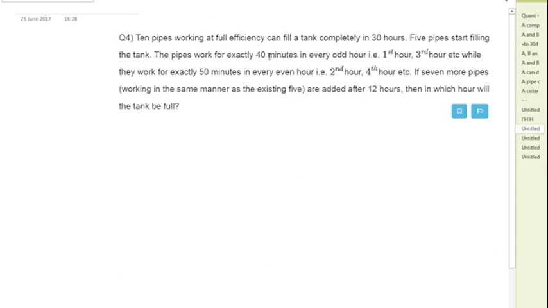This is a slightly different version of the same questions which we have done earlier. Here the only difference is that pipes are not running continuously. So in the odd hours, which is first, third and fifth, pipes are running for 40 minutes, and in the second, fourth, sixth hours, pipes are running for 50 minutes. So we need to know when the tank will be full.